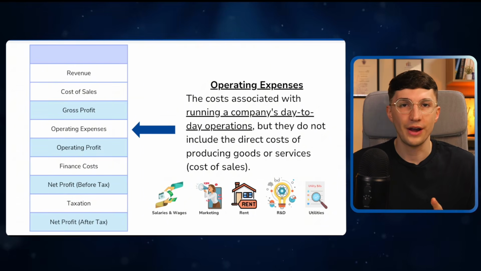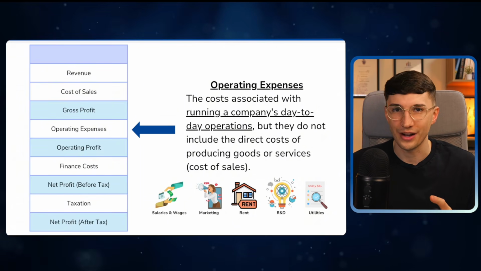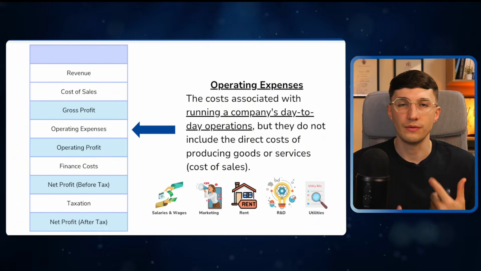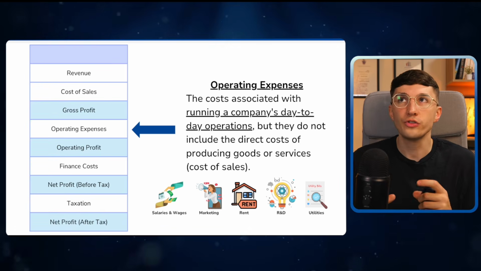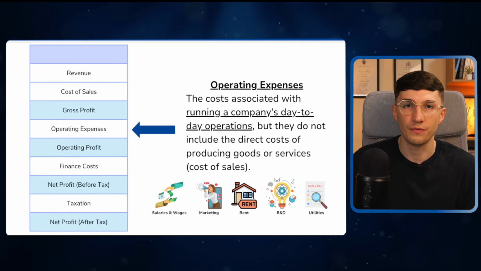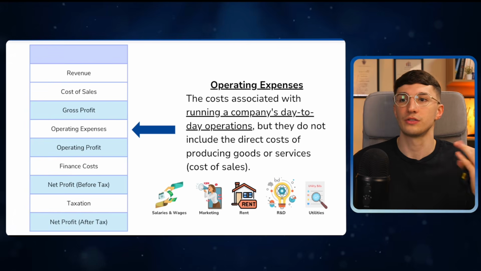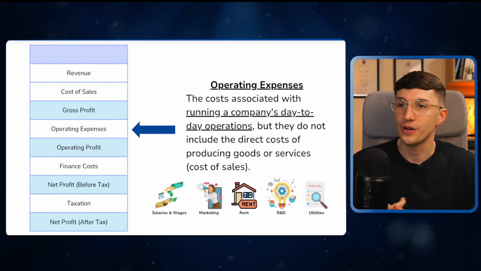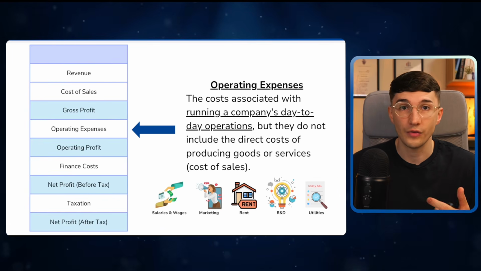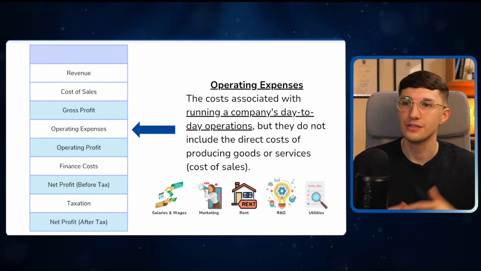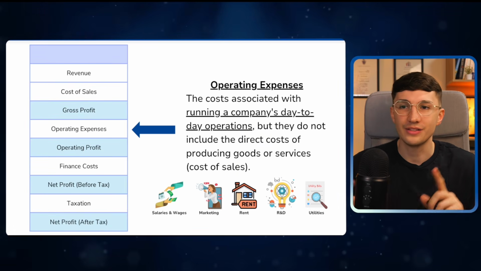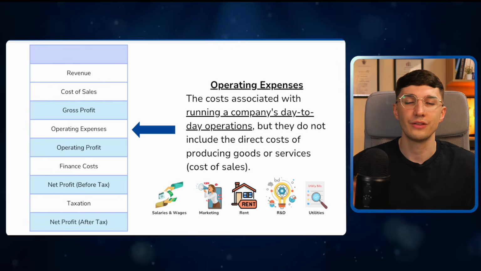Then we've got our operating expenses, which are the indirect costs. These aren't directly involved in making the product, they're more so involved with the day-to-day operations of the business, sort of like our fixed costs. We've got stuff like the salaries and wages of employees who aren't directly involved with making the product or service. We've got our marketing, our rent, our research and development, utilities, and so much more.